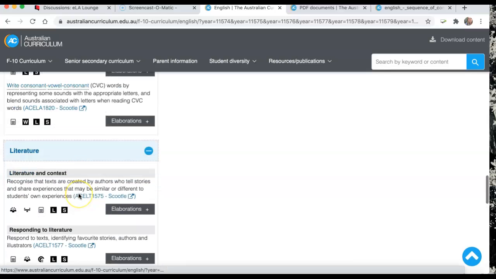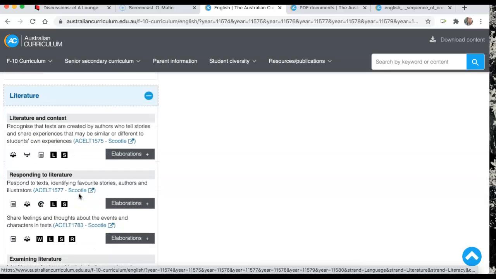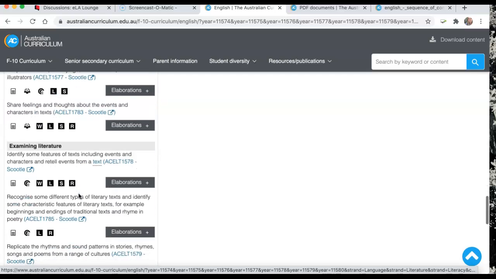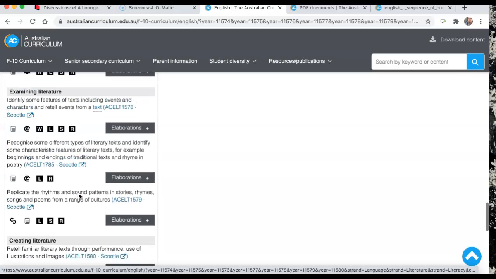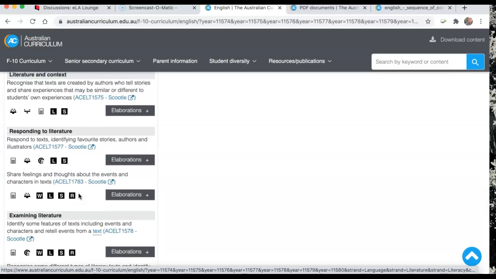Literature is looking more at, say, authors, responding to literature, talking about favourite stories, telling stories. Now you'll notice that it's not broken down into reading and writing. That's not the way the curriculum is structured at the Australian curriculum level. It's in these particular strands.